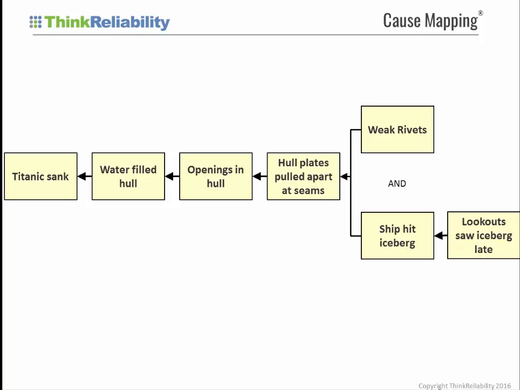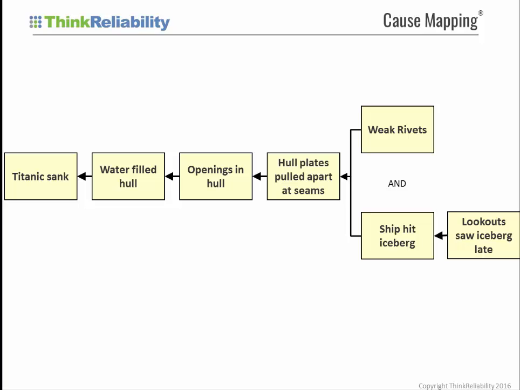Now, if both causes are required, which one of those two causes do you have to control in order to do something to reduce the risk of that effect? Well, the answer is either one. So ideally, we'd like to avoid hitting the iceberg. But even if we don't hit the iceberg, if we had a stronger design in terms of the rivets, that also still prevents or reduces the risk of losing the Titanic. So this is where you start to see that leverage as far as solutions.